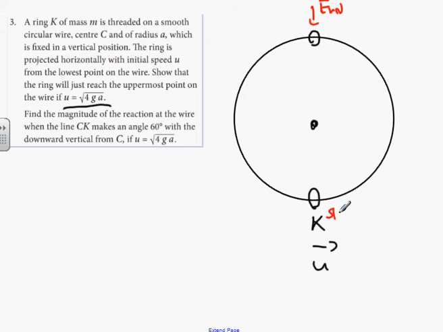Now, in the language it says "just reach." What does just reach mean? It gets there with nothing to spare. It means your final velocity at the very top is going to be 0. There's nothing left to work with by the end. So the ring is going to move its way up and around.